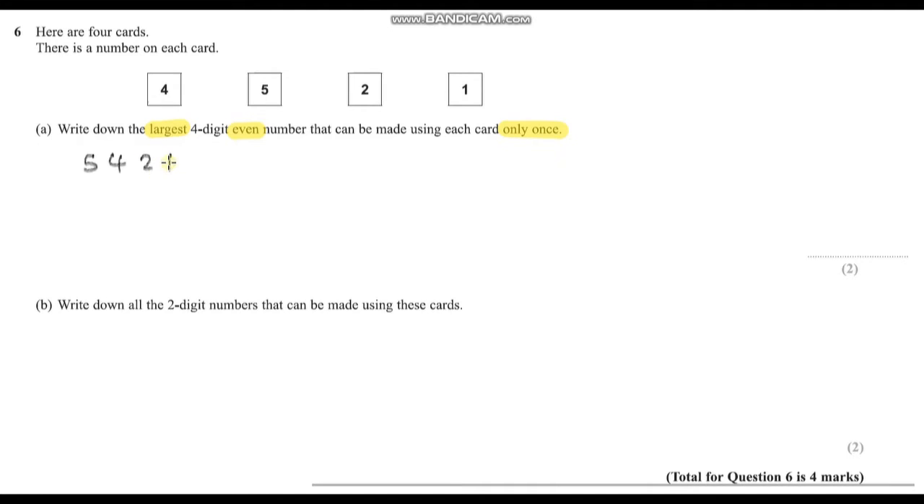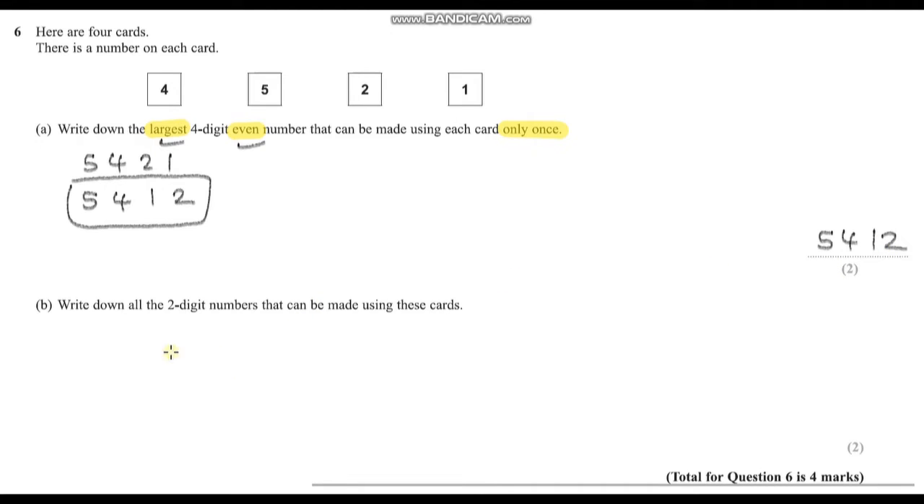So we can just change the 2 and the 1 around. So instead of 5, 4, 2, 1, we can say 5, 4, 1, 2. And now this is even. So this is definitely the largest number we can make that is even, and we've only used each card once. We can't do 5, 5, 5, 4, because although that's larger, we've repeated the 5. So this would be our answer. So it's 5, 4, 1, 2.